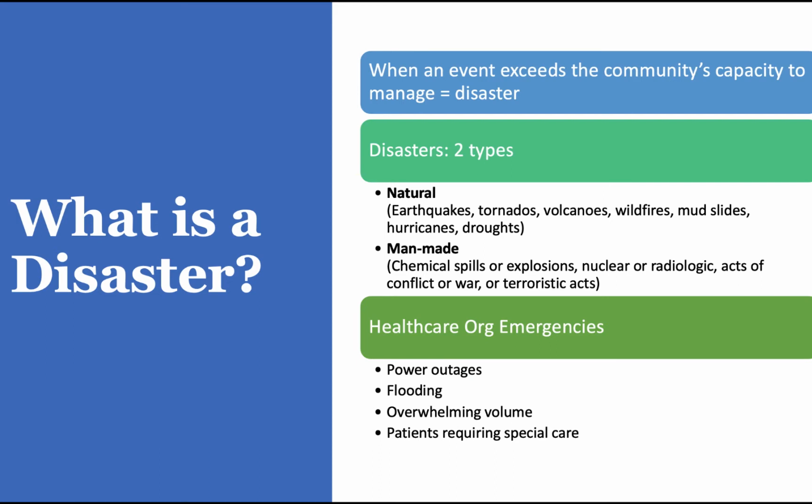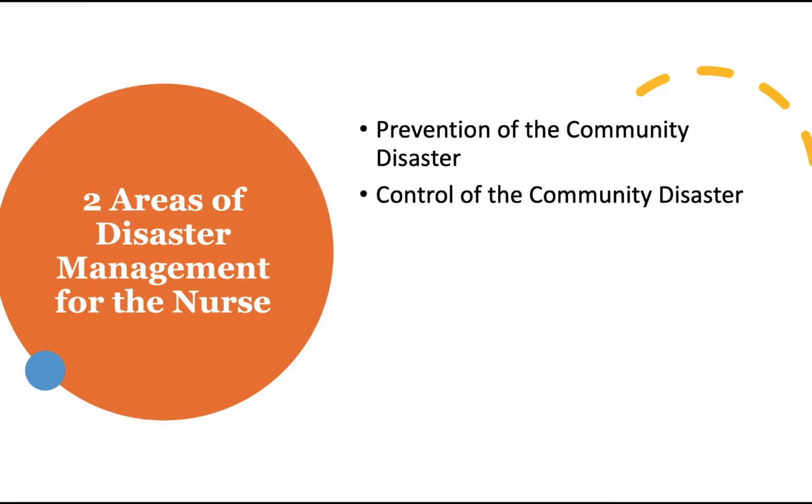Or we could have things such as a healthcare organization emergency. What if the power went out to a healthcare facility and all the ventilators went down? Or what if there's overwhelming flooding that we couldn't use our equipment, we couldn't have the operating room running, or something of that nature? Overwhelming volume of patients from mass casualties, or patients requiring special care, like initially when COVID first hit. We didn't have enough ventilators or enough equipment to manage the types of patients that were coming in all at one time.